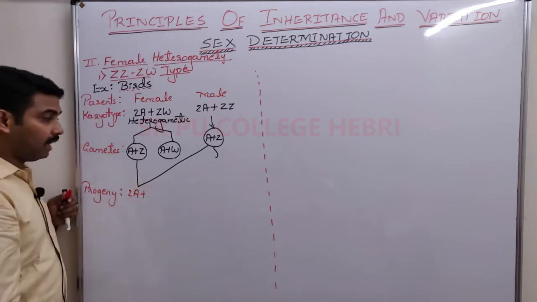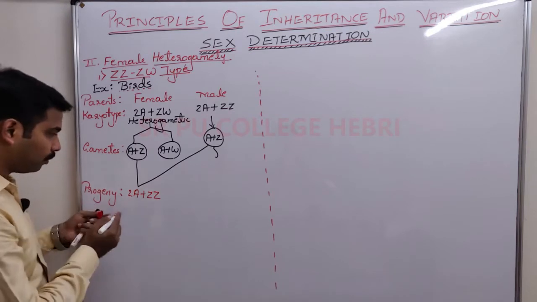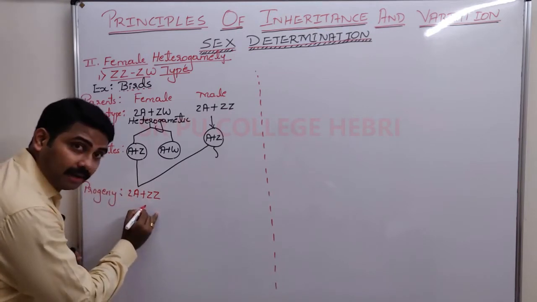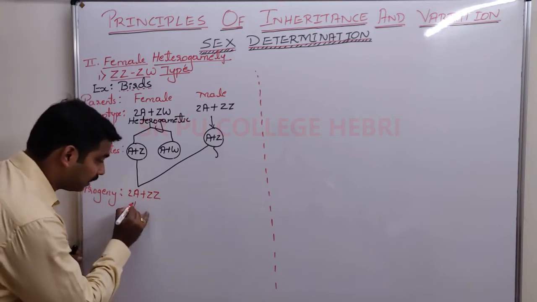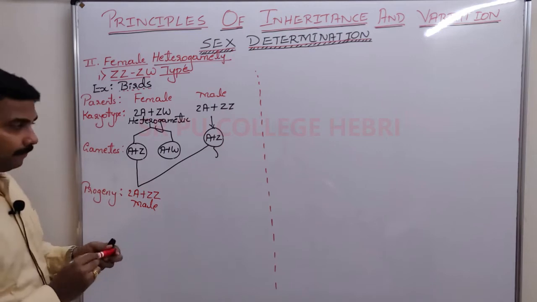Diploid number of autosomes plus 2 Z chromosomes. So what is the sex of the individual? Shall I write female? No. Male. The baby will develop into male.